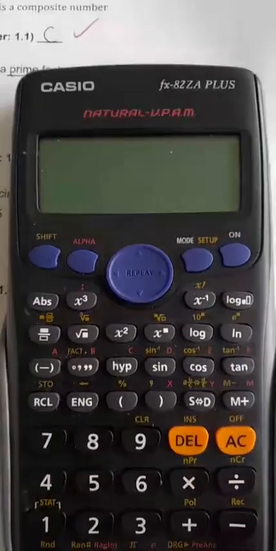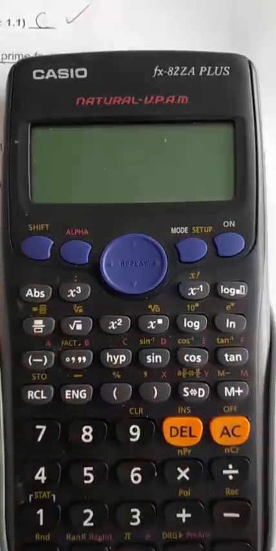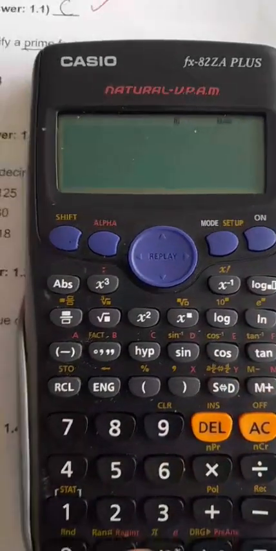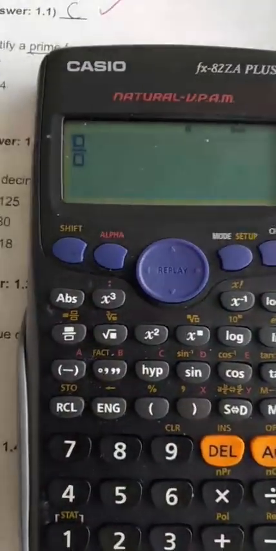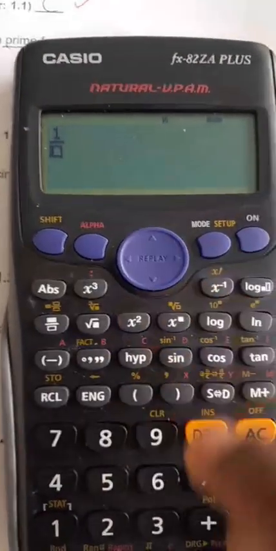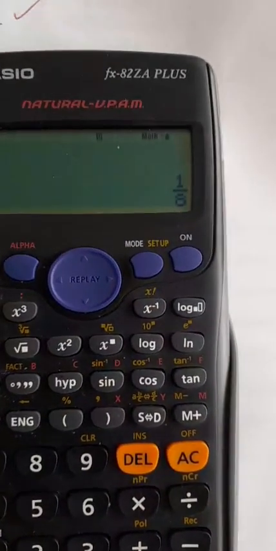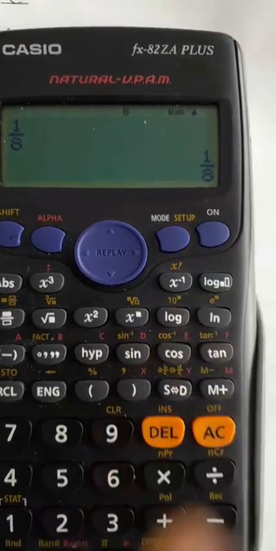So hopefully all of us have this beautiful scientific calculator. Casio, it's the way to go. It's the recommended calculator, okay? So I press my on button, then my fraction button, 1 over, press 8, and say equal. You see the 1 over 8 appears after pressing the equal sign.